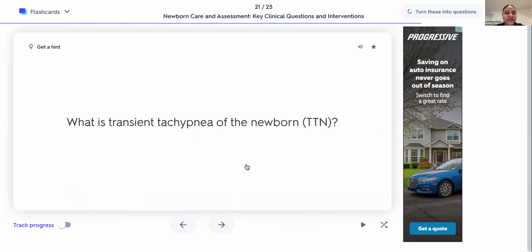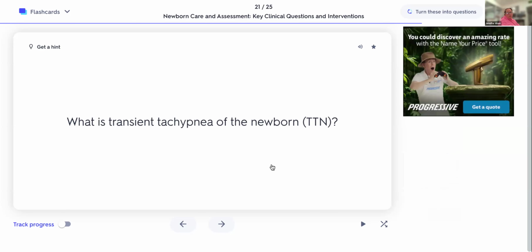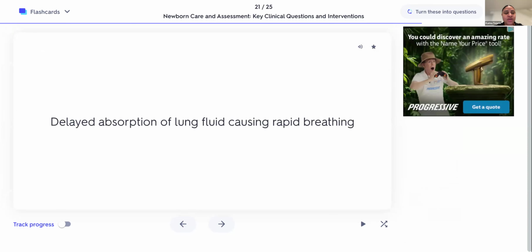Okay, what is transient tachypnea of the newborn? Transient. So does that mean it stays or it goes? If it's transient, it goes. What's tachypnea? You guys should know this from MedSurg. Come on, are you guys sleeping? Rapid breathing. I feel like you guys are sleeping. These are really good questions. This is a great HESI review. Keep going. So the answer, yeah, delayed absorption of lung fluid, which causes rapid breathing.